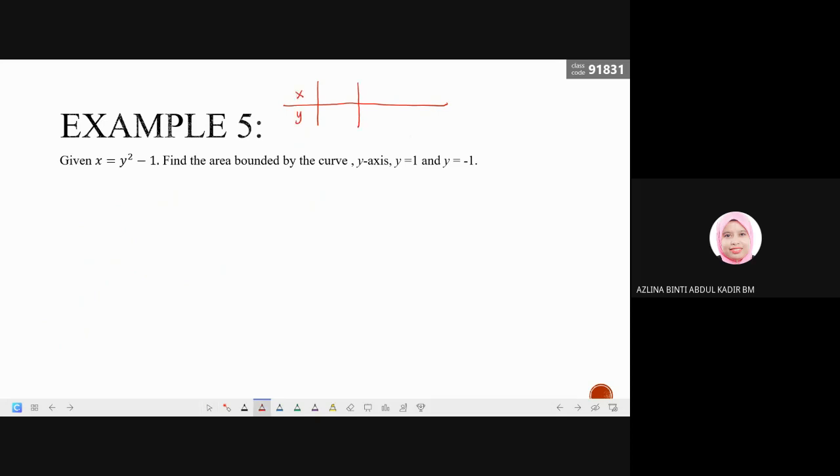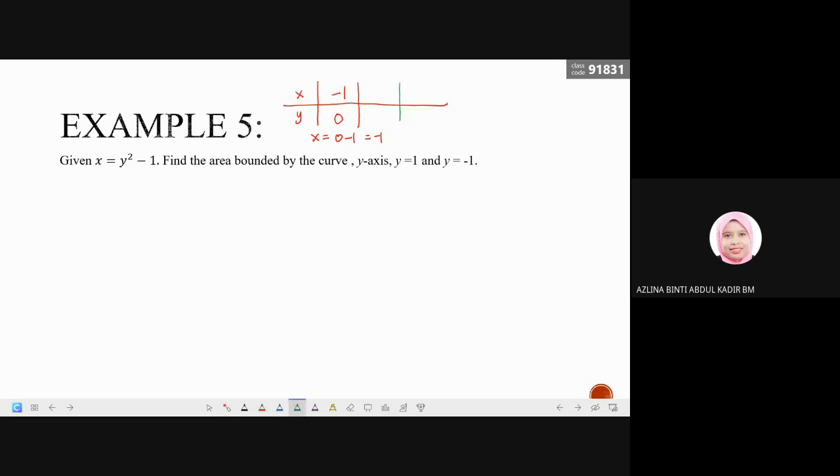To find the x-intercept, that means y is equal to 0. Okay. x is equal to y, so we get x is negative 1.